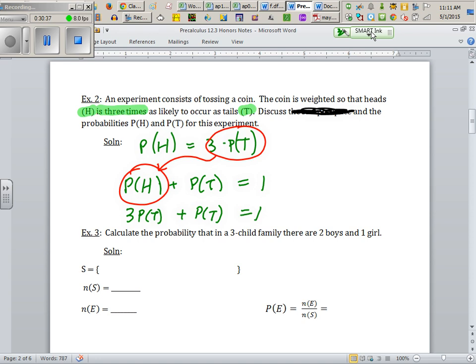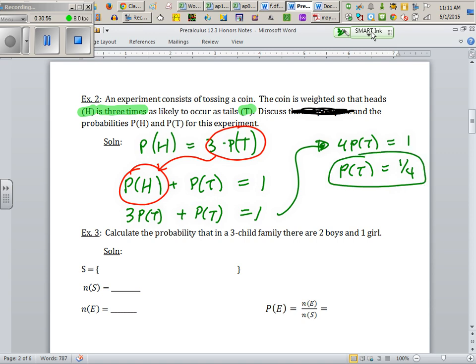And it's just like 3x plus x, you know. So what's 3 P of T plus 1 P of T? 4 P of T. And this is equal to 1. So what is the probability of flipping a tails? 1/4 if you divide. That makes sense. That means that the probability of getting a heads is 3/4, which is the complement event.